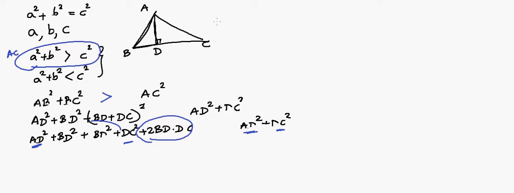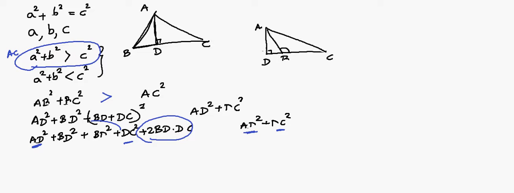And similarly, if we consider an obtuse angled triangle, triangle ABC with an obtuse angle at B, and then we construct an altitude to side BC, obviously it will lie outside the triangle because it's an obtuse angle triangle and angle B is an obtuse angle.